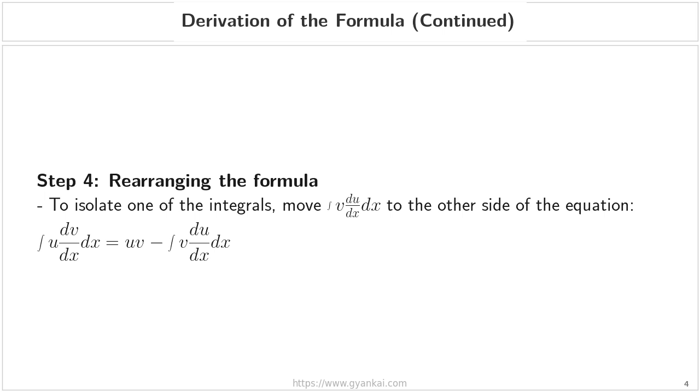The integral of u times the derivative of v with respect to x, which is written as u dv over dx, integrated with respect to x, is equal to u times v minus the integral of v times the derivative of u with respect to x, which is v du over dx, integrated with respect to x. This rearranged formula is crucial because it allows us to focus on integrating just one term at a time. In the next slide, we'll see how this leads us to the general integration by parts formula that you'll be using to solve problems. So, make sure you understand this step before we move forward.